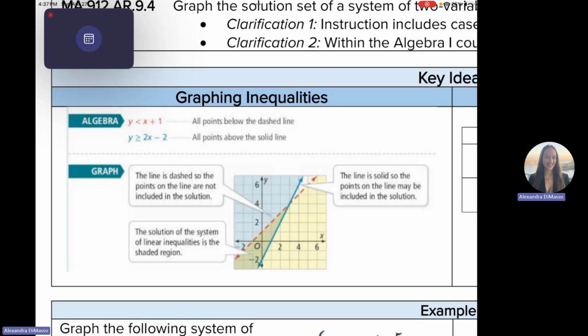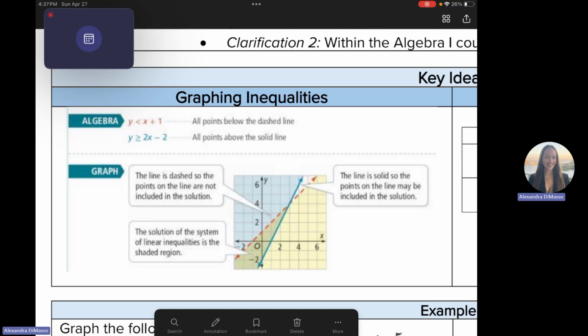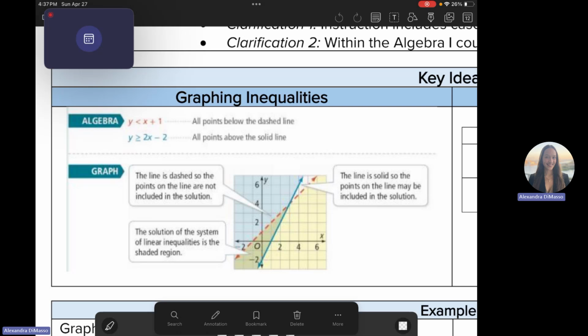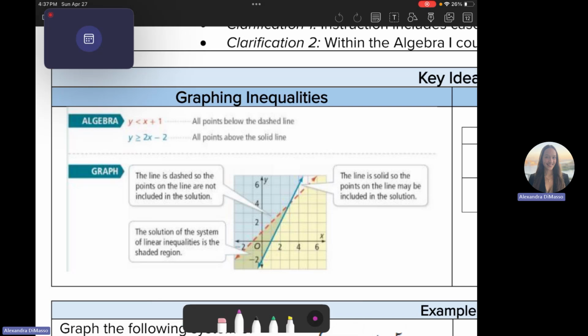When we are graphing inequalities, when we're looking at the inequality symbols, the greater than or less than symbols, if it is just greater than or less than, so there is no equal to sign underneath, this means you're going to be graphing a dashed line. If there is an equal to sign underneath your symbol, then you're going to create a solid line, and that means all the points on that line are included in the solution, whereas with that dashed line, they are not included in the solution.